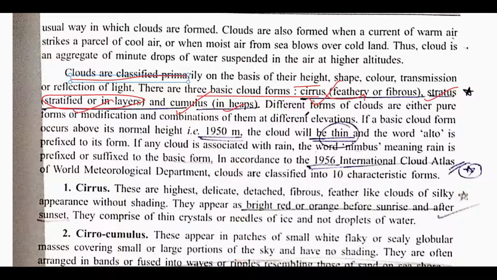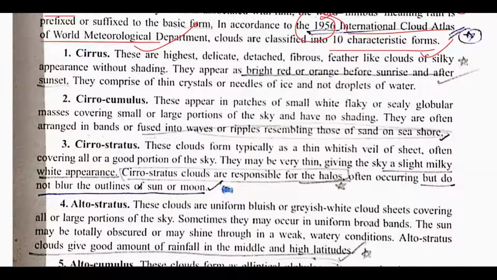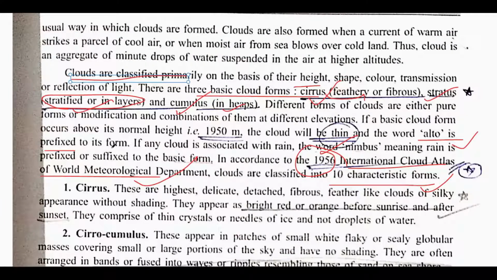Also the important part is who gave this classification of various clouds. There are basically 10 characteristic forms of clouds, and this classification was given by the International Cloud Atlas of the World Meteorological Organization in the year 1966. This is very important. One other important thing is that wherever the prefix alto is used, as in altostratus, alto means clouds that are very thin and present at higher altitude, while wherever the word nimbus is used, it denotes rainfall.